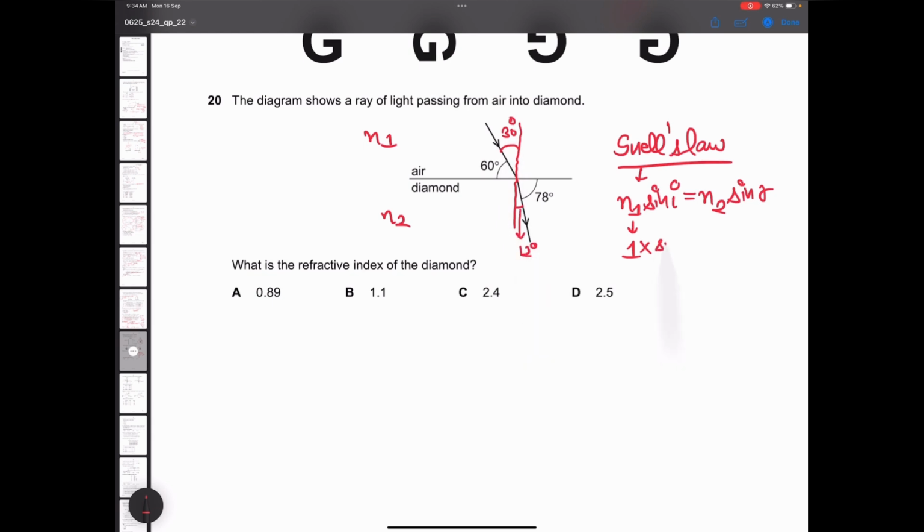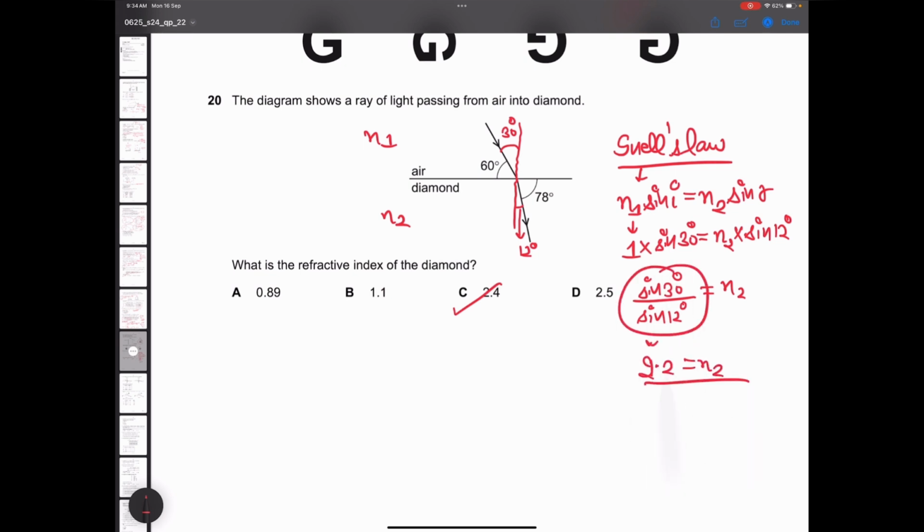So you put in the values: sin 30 = refractive index of diamond, which we are trying to find out, times sin 12. You just need to rearrange this. Simply do sin 30 over sin 12. When you substitute these values and simplify, the answer will come out to be 2.4. So the answer is C.